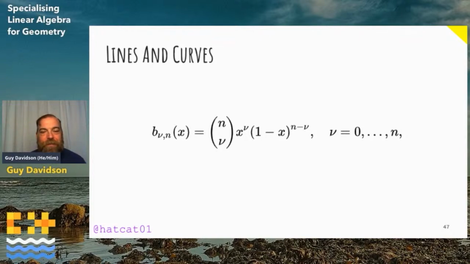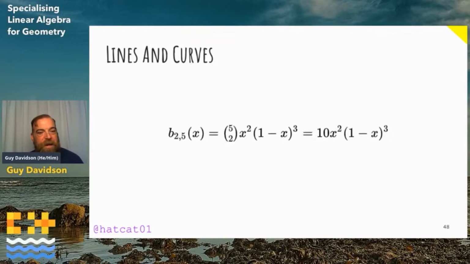So briefly, we start with the Bernstein basis polynomials, which look like this. The n choose v term is a binomial coefficient. I'm just going to let you take a look at that and take it in. It's simpler than it looks, I can assure you. In fact, let's look at an example. So B_2,5 of x is 5 choose 2 of x squared, 1 minus x cubed. So that's 10x squared times 1 minus x cubed.